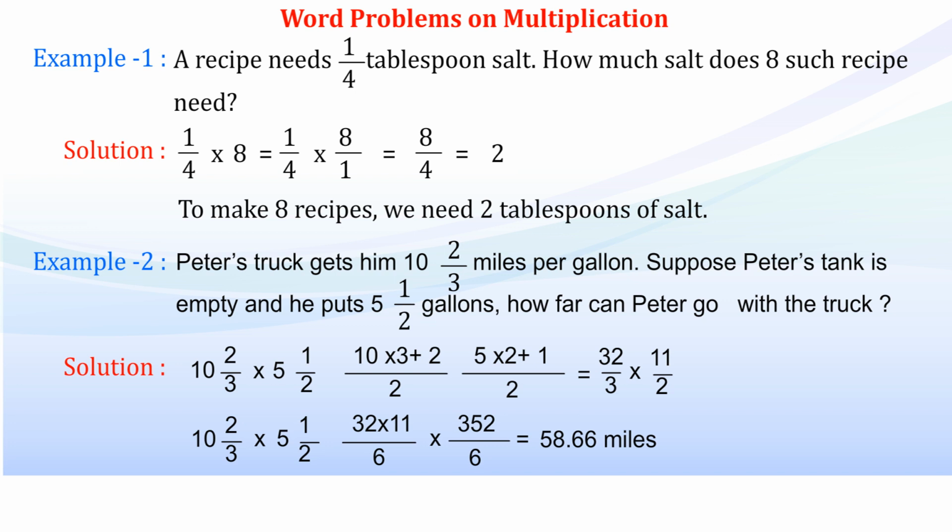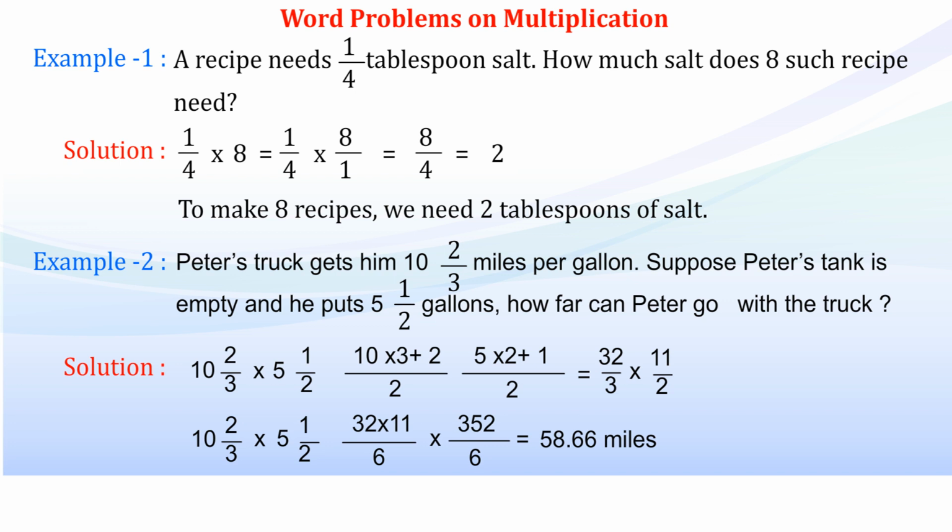Example 2. Peter's truck gets him 10 2 by 3rd miles per gallon. Suppose Peter's tank is empty and he puts in 5 1 by 2 gallons. How far can Peter go with the truck? Solution: 10 2 by 3rd into 5 1 by 2 equals to 10 into 3 plus 2 by 3 into 5 into 2 plus 1 by 2 equals to 32 by 3 into 11 by 2.